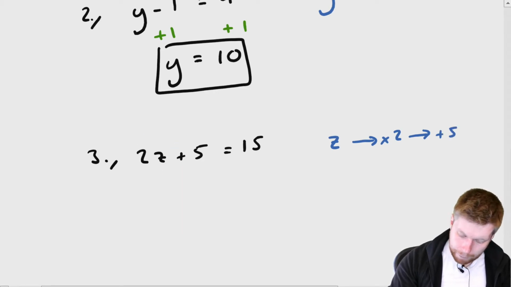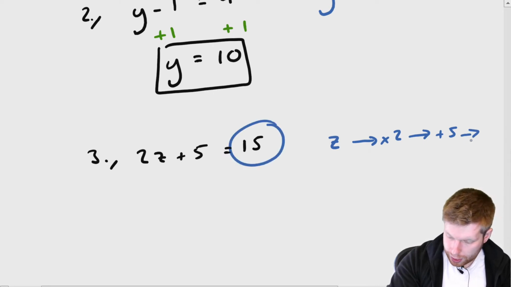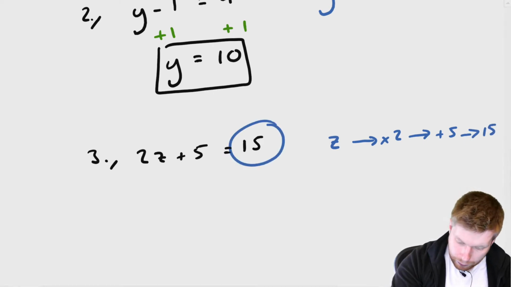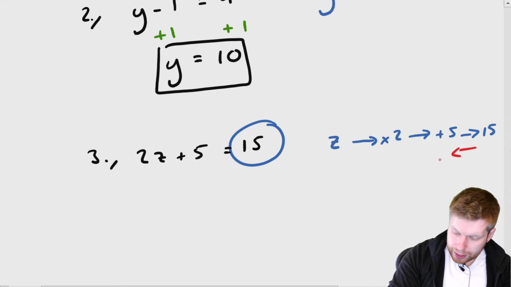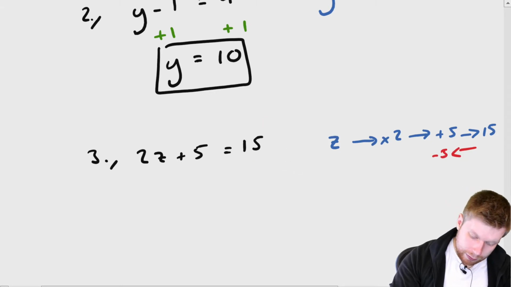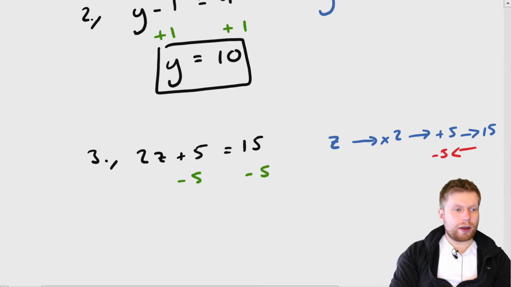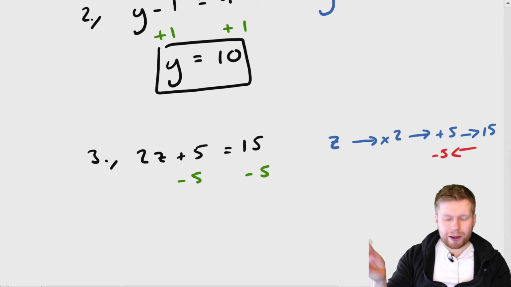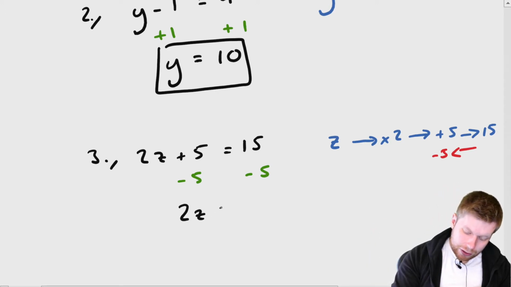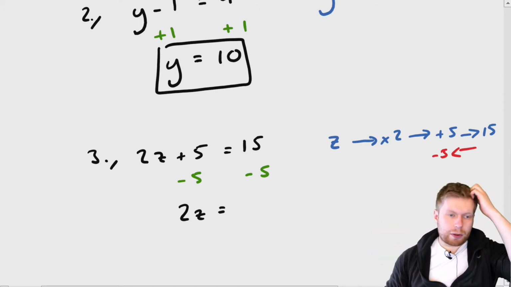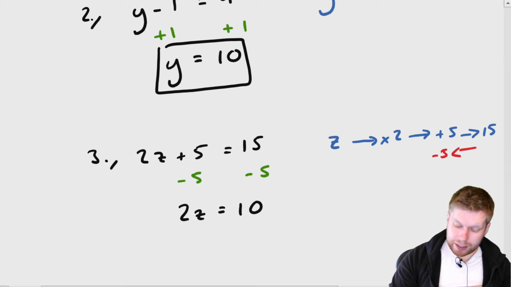And then you end up at 15, okay? So if you want to play this backwards, the first thing you've got to do is take away 5 from both sides, okay? So let's take away 5 from both sides, and let's see what we get. Right, so on the left-hand side, if we have 2z plus 5, but then if we take away 5, you're just going to be given 2z. Then if you have 15 and take away 5 on the right-hand side, that's going to be 10.